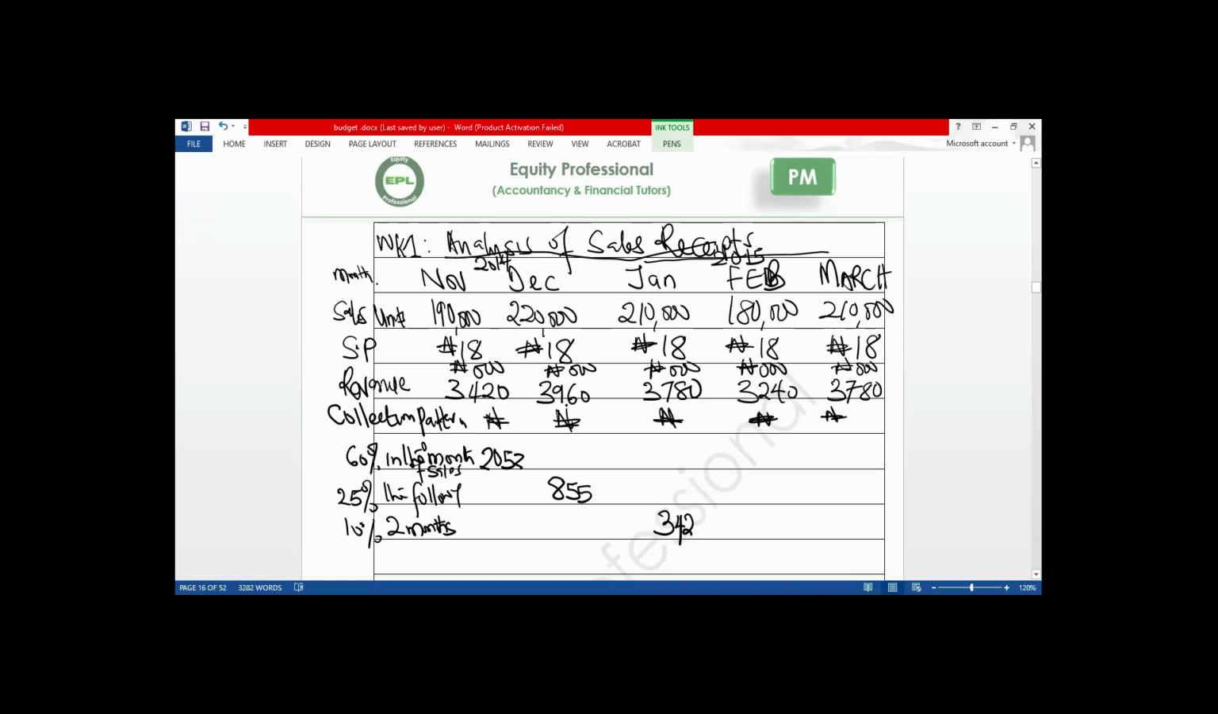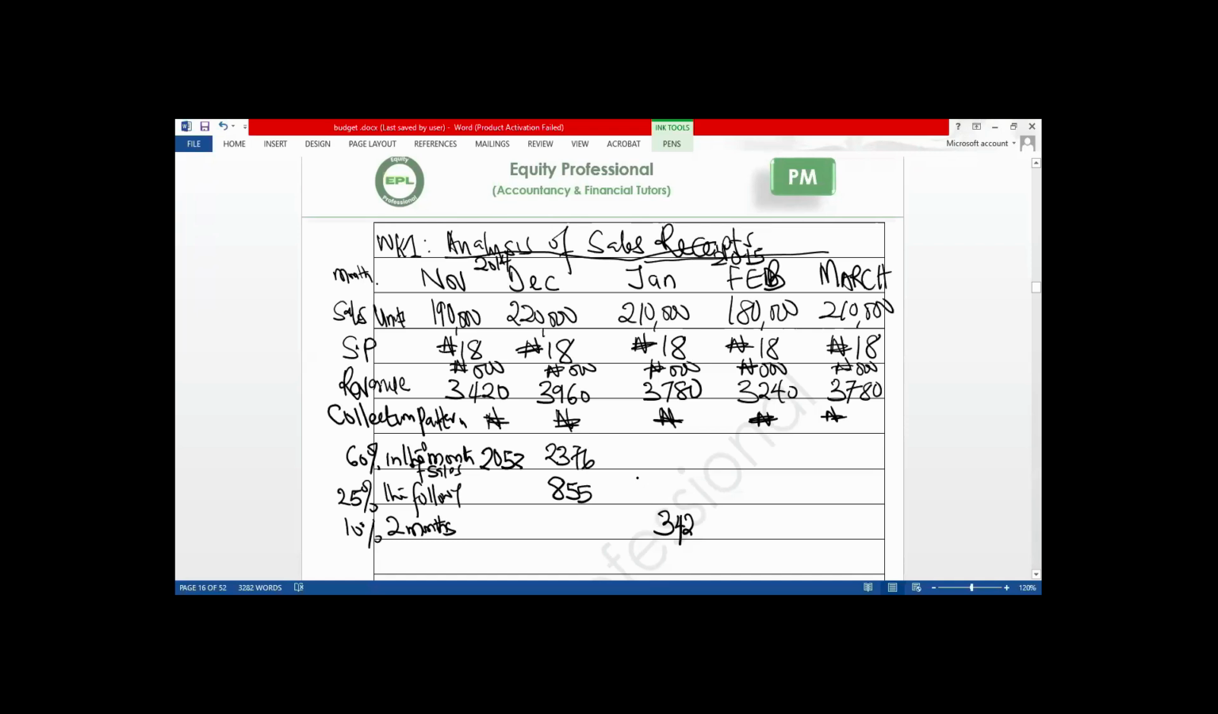We now move to December revenue. December revenue, 3,960. Sorry, 60% to be collected in December. That is 2,376.